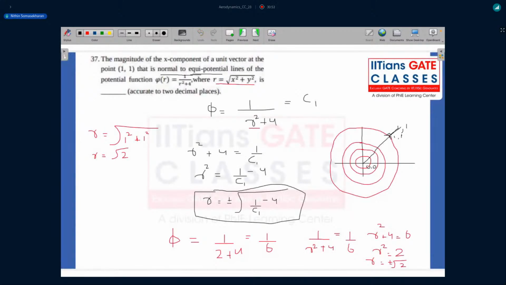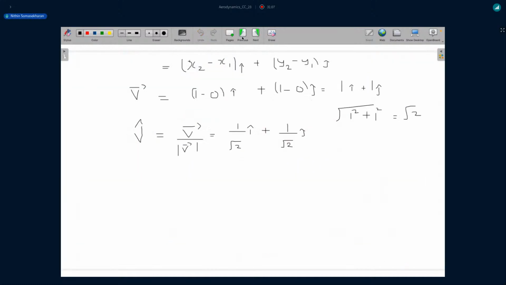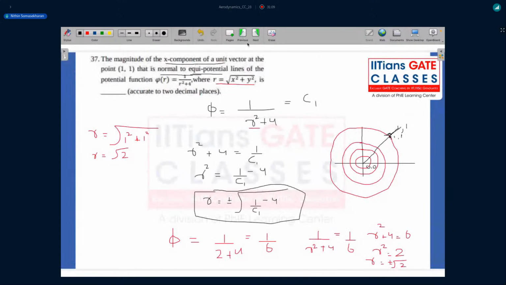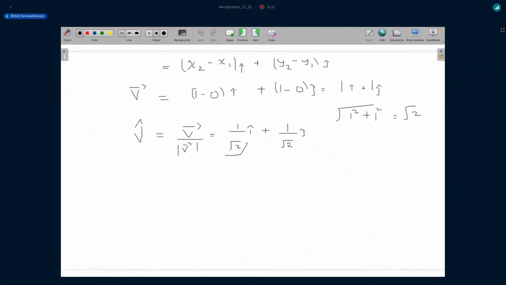Basically, this vector, which is a unit vector now once you divide by the magnitude, is normal to the equipotential line at the point 1, 1. All right. And in the question, they're asking you what is the x component of this unit vector. The x component of the unit vector is nothing but 1 divided by root 2, and that will take up some value around 0.707. So this is basically how you would solve this problem.